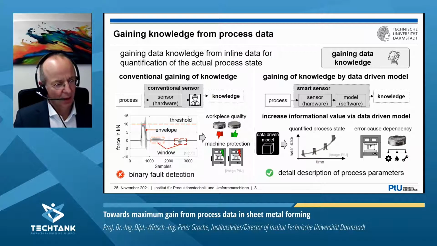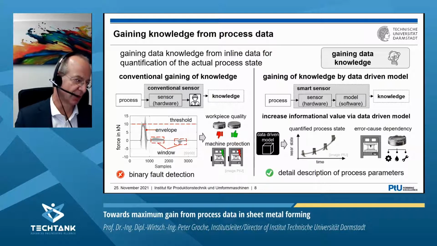Now you might argue, well, we already have some sort of process observation established in industry since maybe three decades. And we know that there is a lot of process observation and process control where we make use of characteristic curves, where we define some characteristic values, for example, threshold values, envelopes, or windows. Such data acquisition and data knowledge generation is used for fault detection.